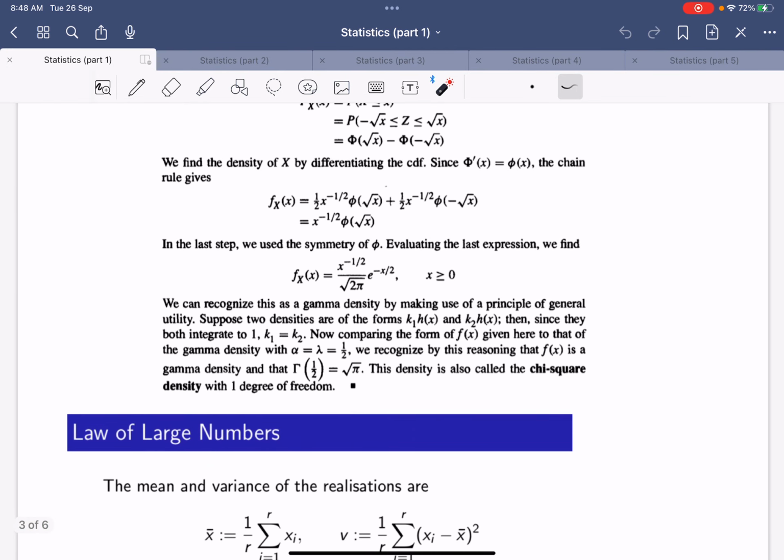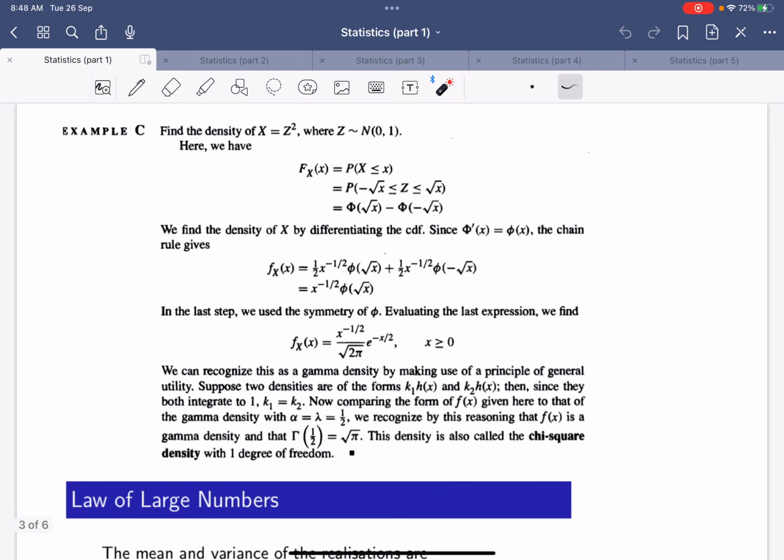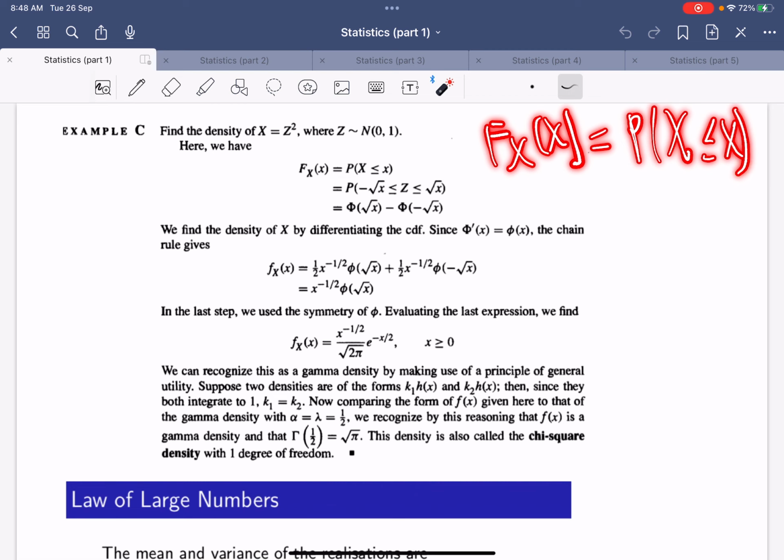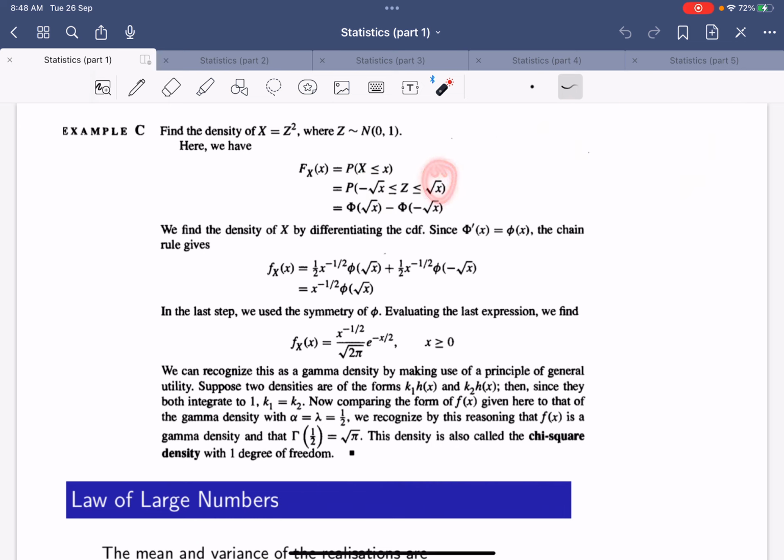So let's take another example to familiarize ourselves with using continuous density functions. Let's find the density of x equals z squared, where z is a standard normal distribution, 0, 1. So we want to find the distribution of x, which equals the probability that x is less than or equal to little x. Then this is z squared less than or equal to x, so it's actually the probability of z between minus square root x and square root x. And this can be reduced to phi of square root x minus phi of minus square root x.